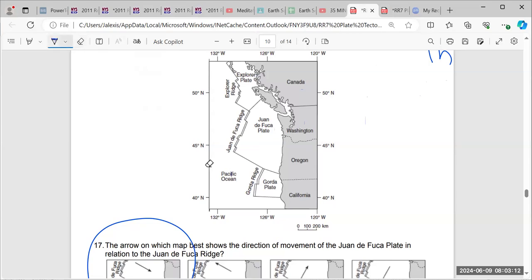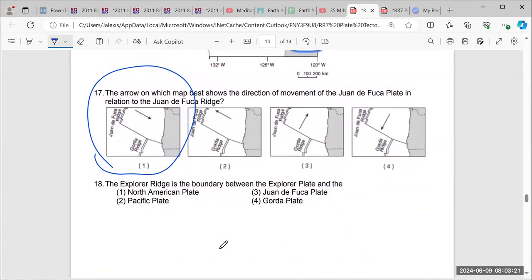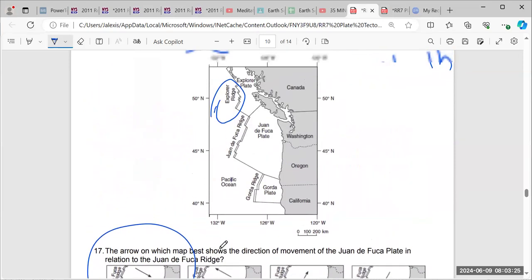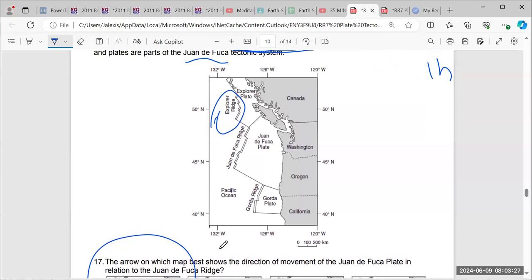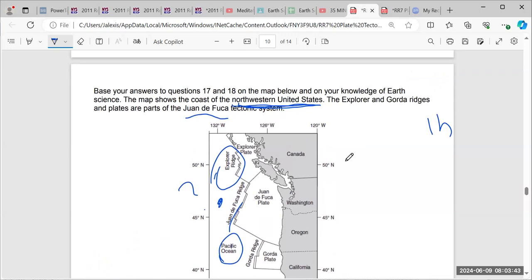So the Explorer Ridge is going to be outside right here, right? The Explorer Ridge is the boundary between the Explorer Plate and what? All right. So once again, remember Juan de Fuca is here, and I see the Pacific Ocean is to the left of it. So we need to know what is this plate right here. Remember, we are in the Northwest United States.